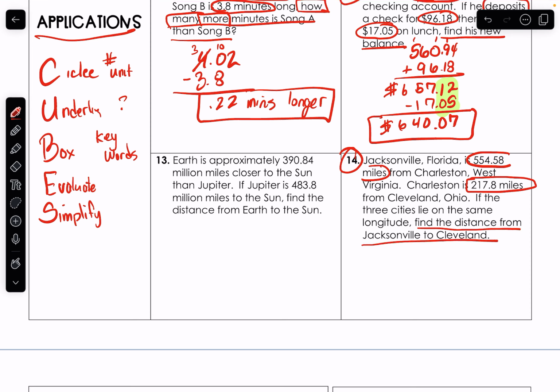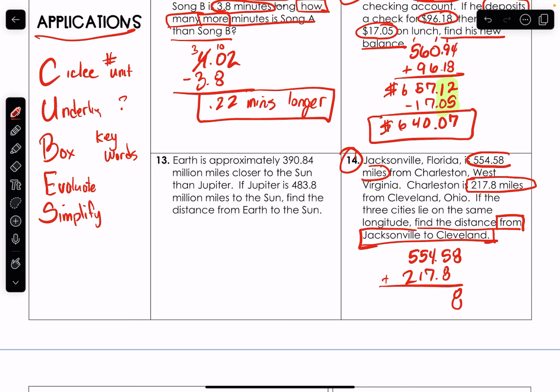Box any keywords. This is really going to be from this to this. It's going to come all the way over here. So I really don't have to think about any of those other words. It's just an extra detail. That same longitude doesn't really matter. So we're going to add these together: 554 and 58 hundredths plus 217 and 8 tenths.